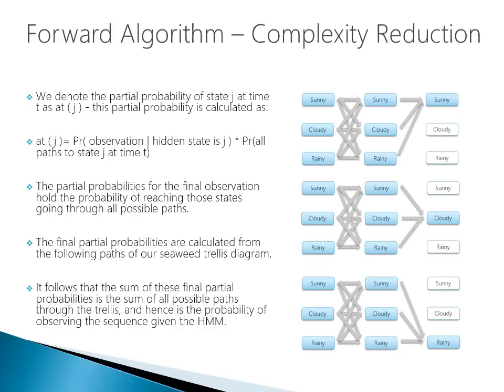It follows that the sum of these final partial probabilities is the sum of all possible paths throughout the trellis, and hence is the probability of observing the sequence given the hidden Markov model.